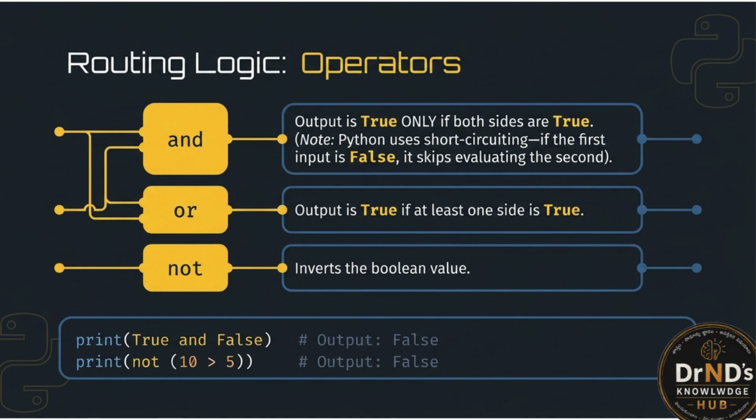Print in curved brackets, true and false. Since one condition is false, the output becomes false. Now consider print not 10 greater than 5. First, Python evaluates whether 10 is greater than 5, which is true. So obviously Python returns true. Then the not operator reverses it. Therefore, the final output becomes false.